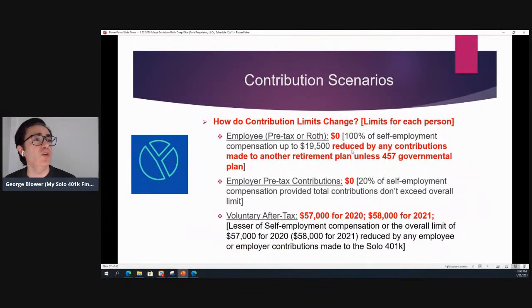So they cannot make any employee contributions. They decline to make employer pre-tax contributions because those are always pre-tax and they want to maximize the Roth. So they, again, make $57,000 as an after-tax contribution to the solo 401k, or $58,000 for 2021. And then they can move that from the after-tax account to the Roth account. So the point to convey here is that this is for each person. Because again, each person can make this contribution because each person has the self-employment compensation to justify the contribution.